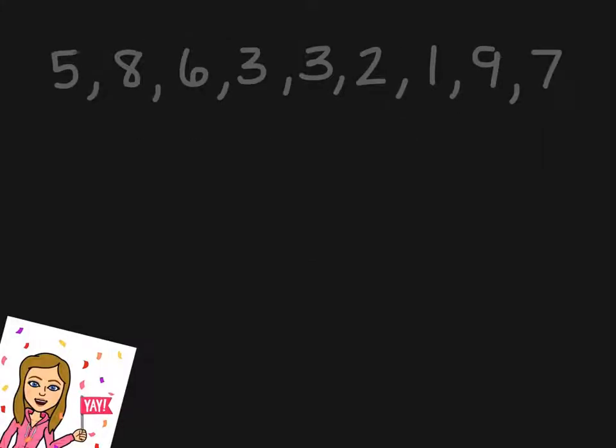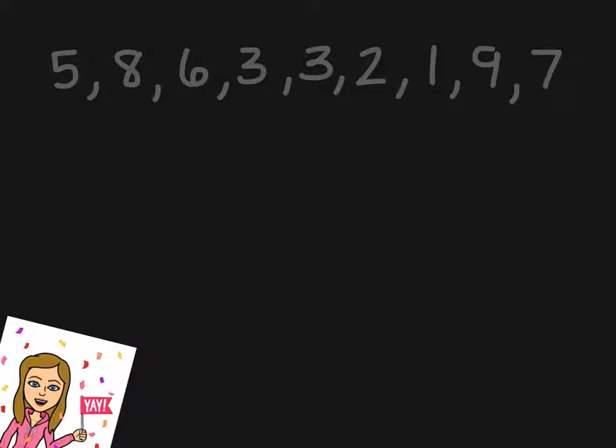I hope you truly enjoyed those videos earlier. Now, I'm going to take some time to show you how to solve with this data set. So let's say these are all the number of pets that people have in their house. So we have a kid with 5 pets, 8 pets, 6, 3, 3, 2, 1, 9, and 7. Right away I notice my numbers are not in order. That is going to be the first thing I do today.